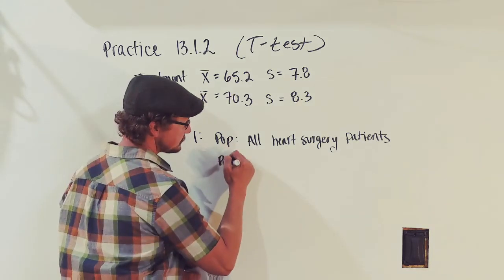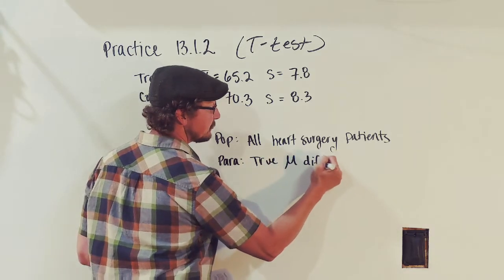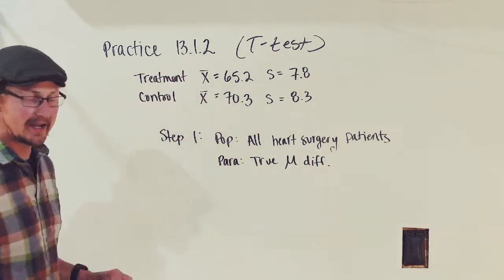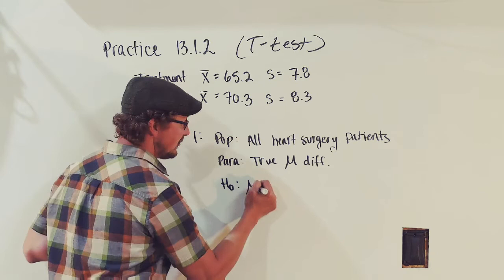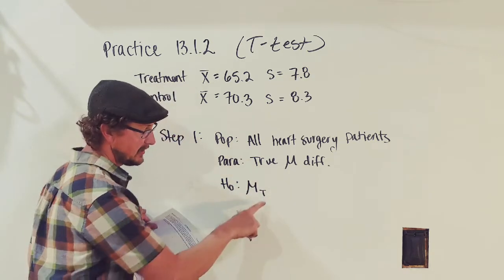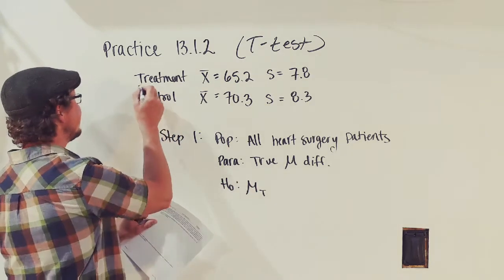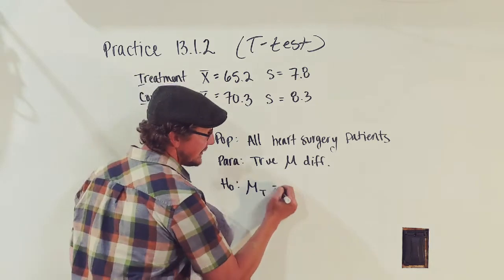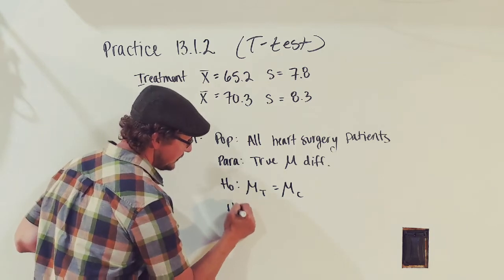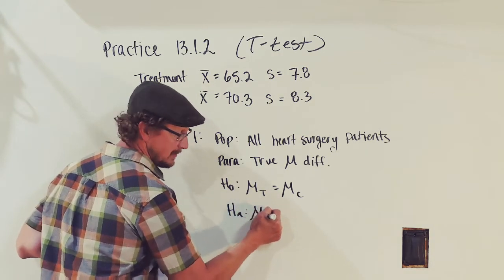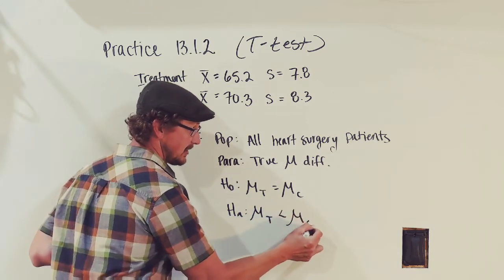So parameter. We're looking at the true mean difference between the treatment group and the control group. Our null hypothesis is the mean of the treatment group, I'm going to use a T here. Last problem I used 1s and 2s. This one I'm going to use T's and C's. Is the mean of the treatment group the same as the mean of the control? That's my null hypothesis. The alternative is that the beta blockers are doing their work and the treatment group is less than the control group.